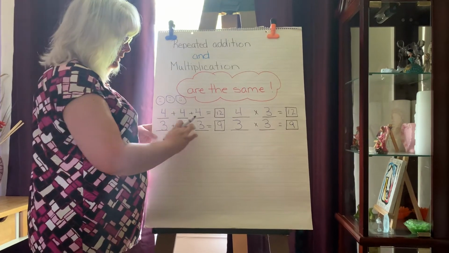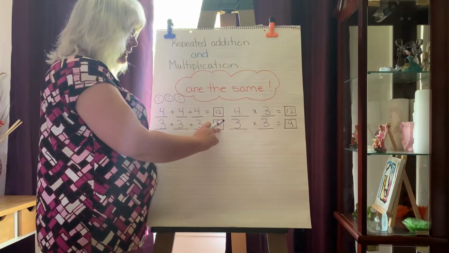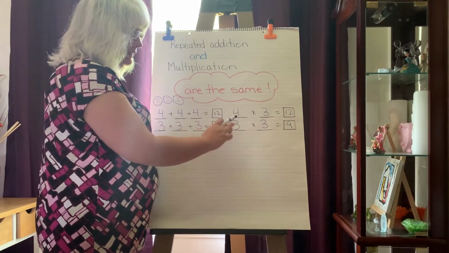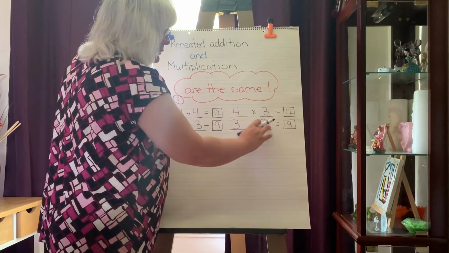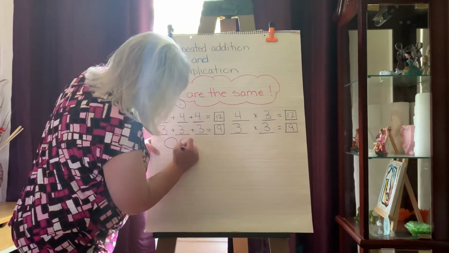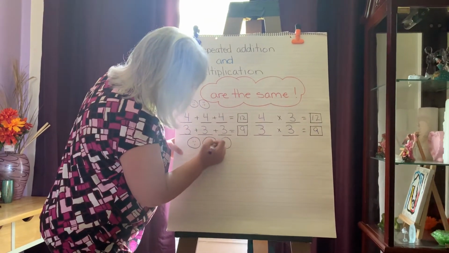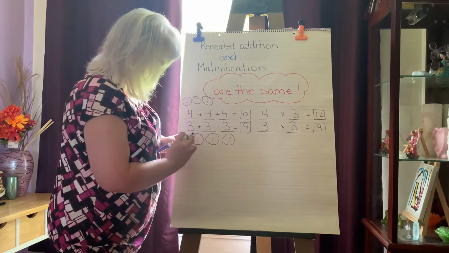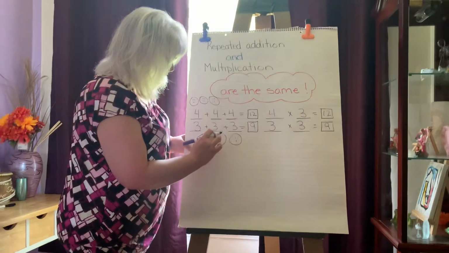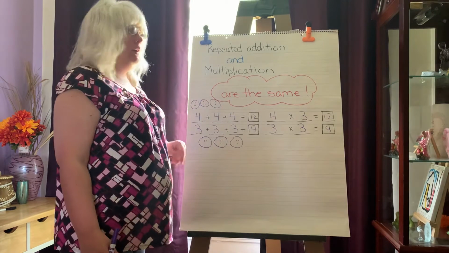So 3 plus 3 plus 3, the sum, or the answer to the repeated addition, is 9, and the product of 3 times 3 is also 9. You can also check that by drawing your circles. 3 in each. You can count them out. 1, 2, 3, 4, 5, 6, 7, 8, 9. Okay?